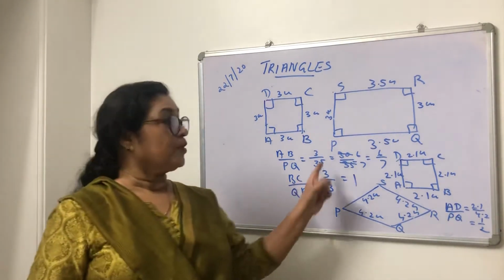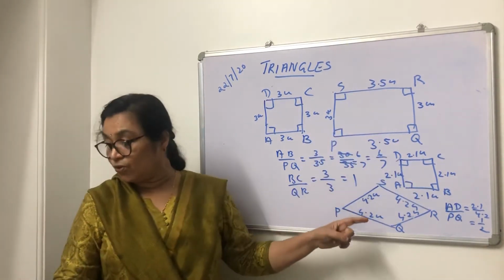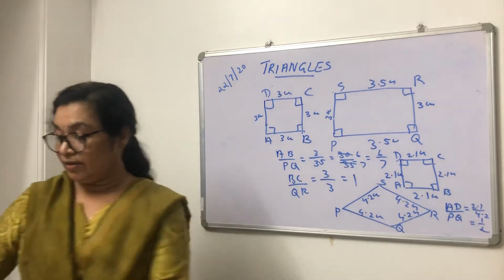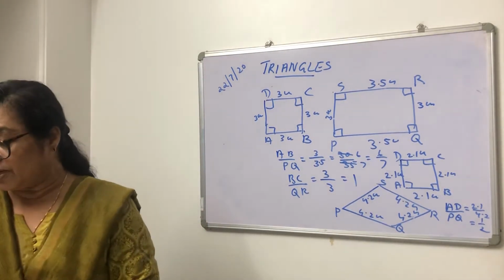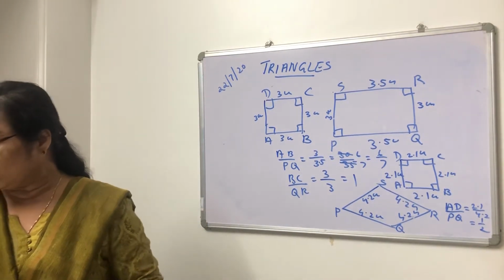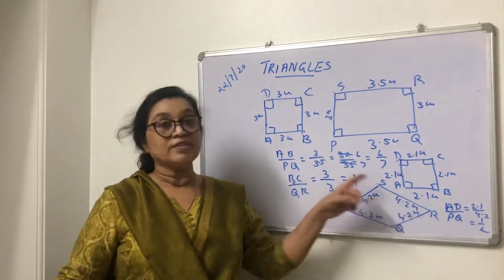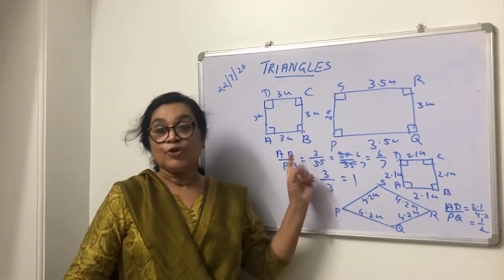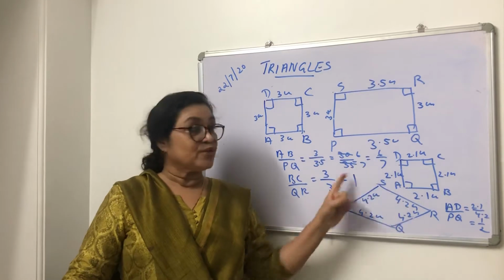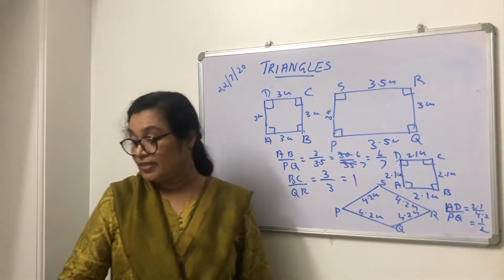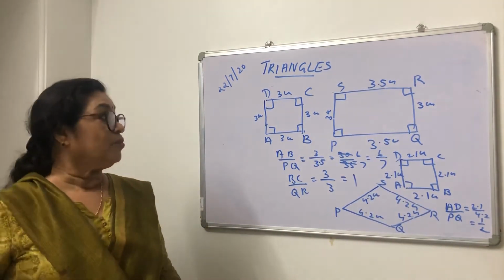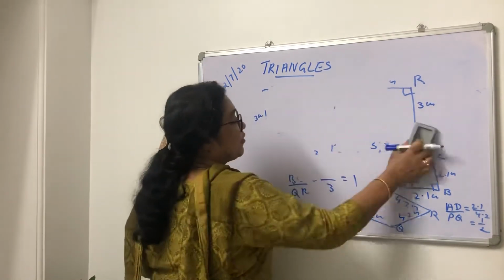So, corresponding sides are in the same ratio. This same ratio means it is the scale factor. Corresponding sides are in the same ratio, or you can say the scale factor is the same. Now I am going to teach you similarity of triangles.